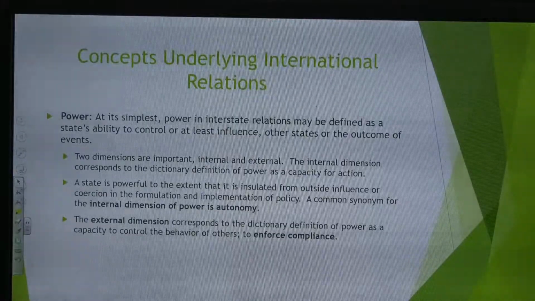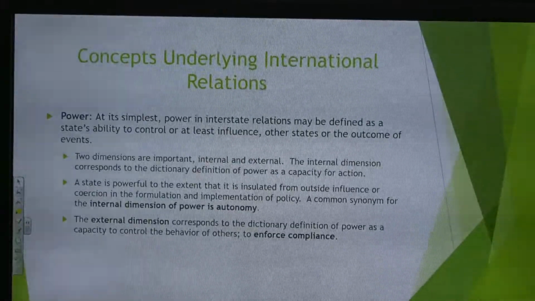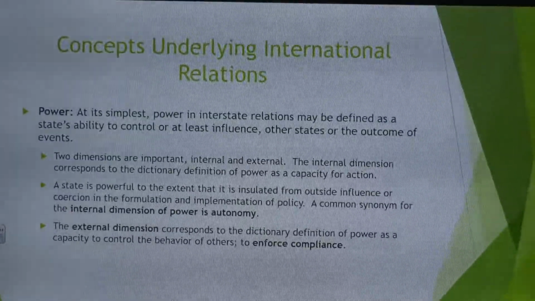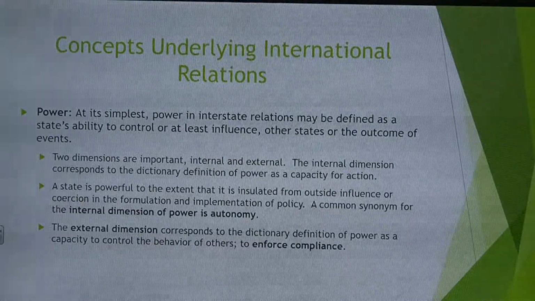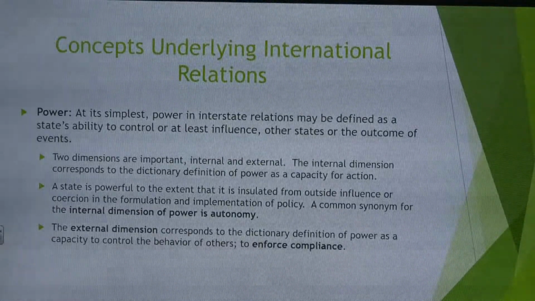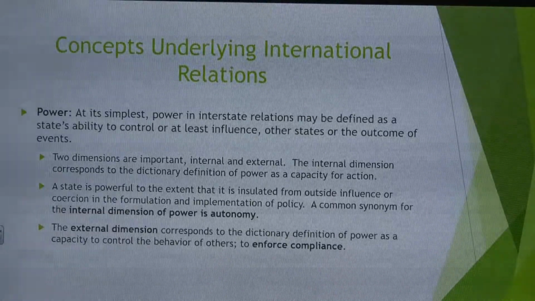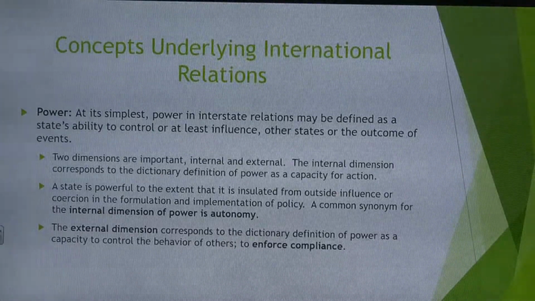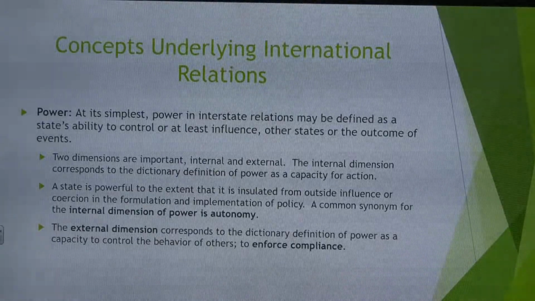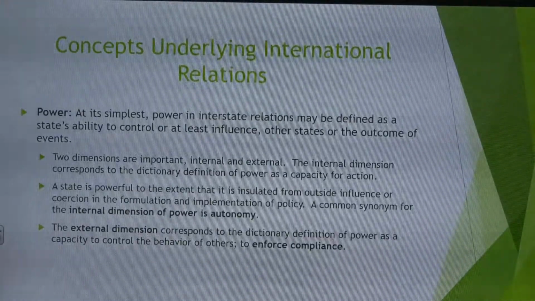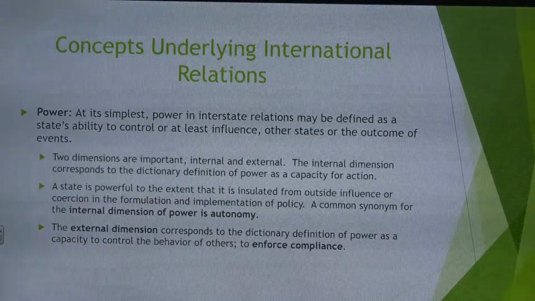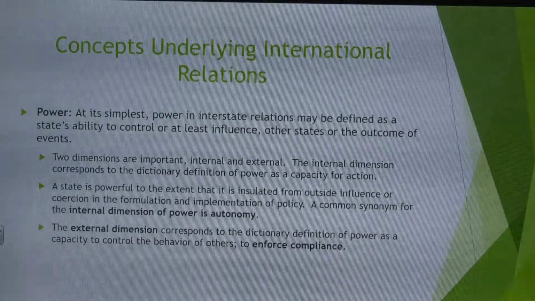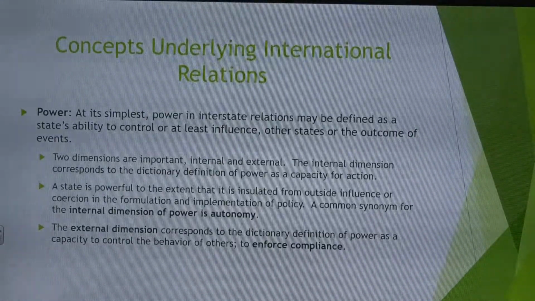Now, the definition of power. When we use the word power in international relations, what we are referring to is power in interstate relations, which may be defined as a state's ability to control or at least influence other states or the outcome of events. So an exertion of power that influences not only within a state, but outside of the state as well. Now, there are two dimensions that are important here, which are the internal and external dimensions. The internal dimension corresponds to the dictionary definition of power as a capacity for action, in that they have power and the capacity to act.